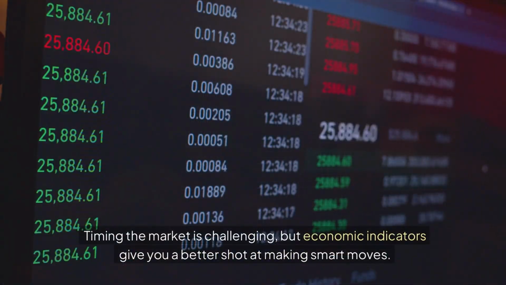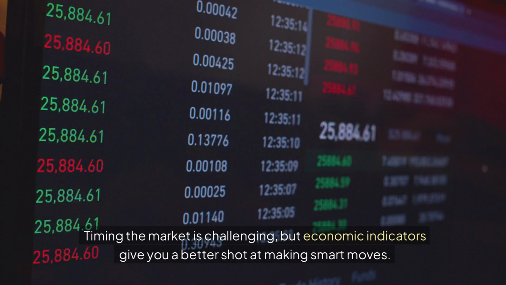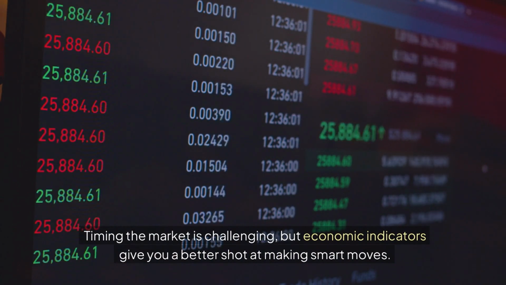Timing the market is challenging, but economic indicators give you a better shot at making smart moves.